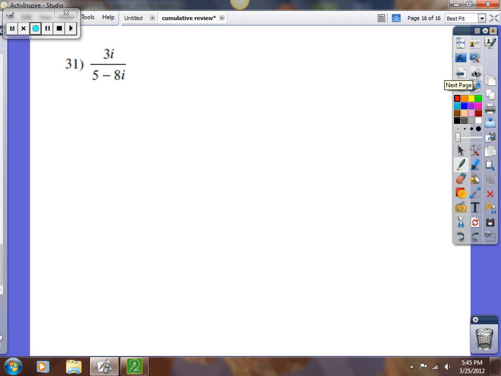31, just like 27. I think we're done, but you cannot, just like you can't have a radical on the bottom, you can't have imaginaries on the bottom. So you're going to times it by a fancy 1, and the fancy 1 is going to be the conjugate of 5 minus 8i, which is 5 plus 8i. Multiply both the top and bottom by 5 plus 8i.